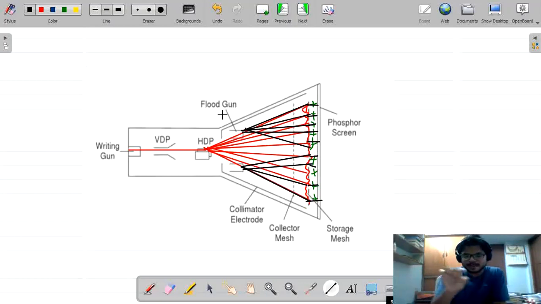There is no black line, so there is no passage from the positive charge to the phosphor screen. So here the main vital role is played by these flood guns. These flood guns will play the main vital role here. Okay, so this is the process of how storage actually occurs in the storage CRO.